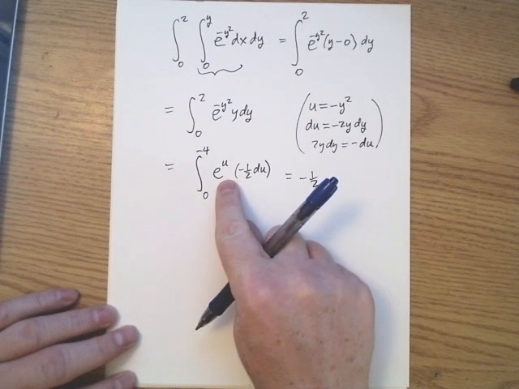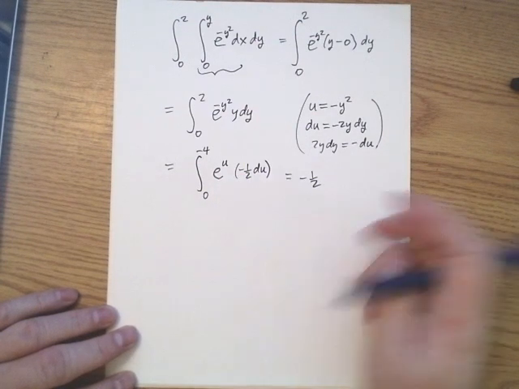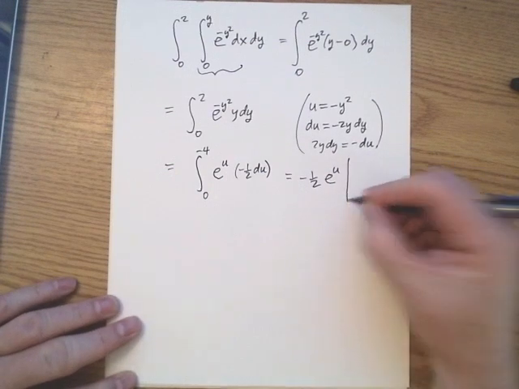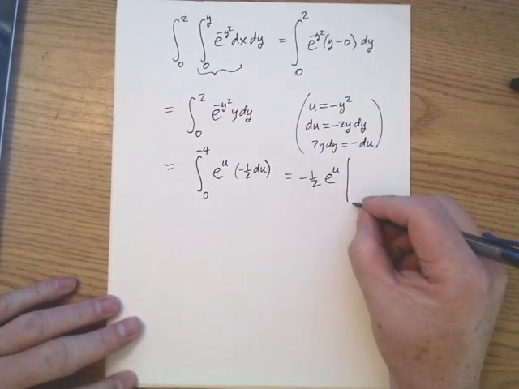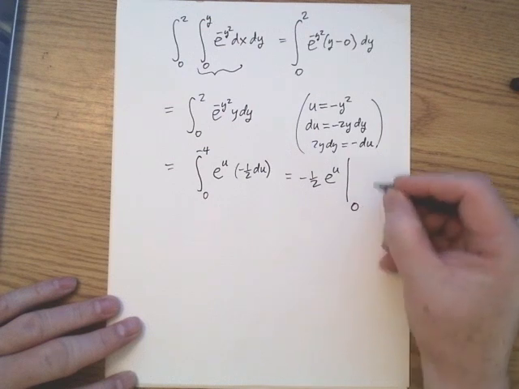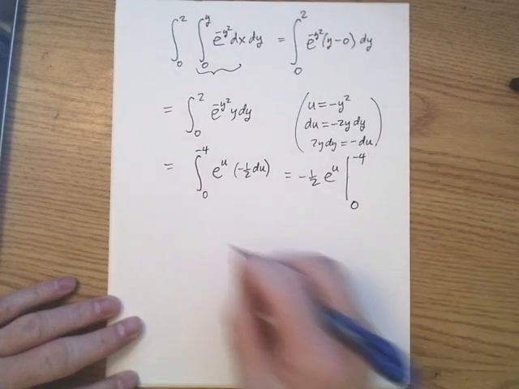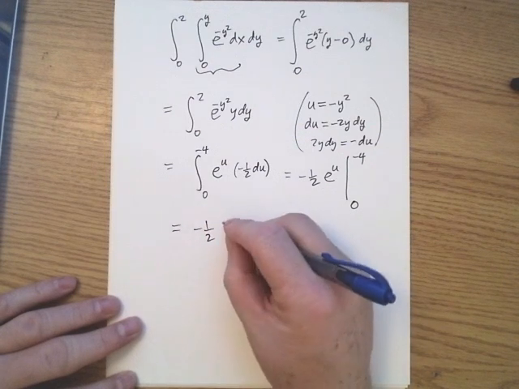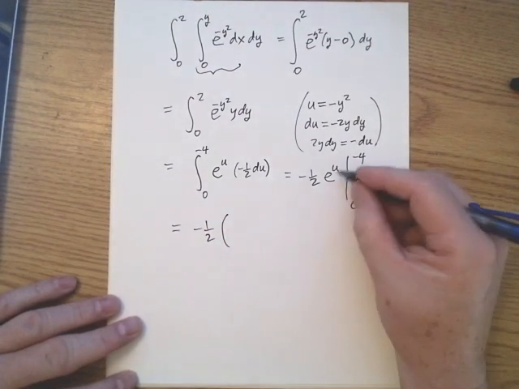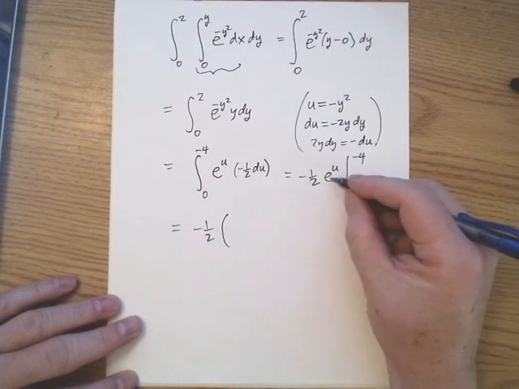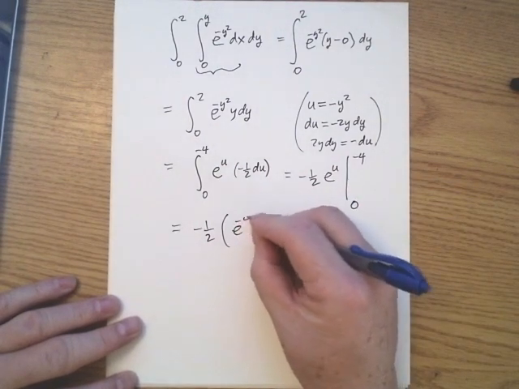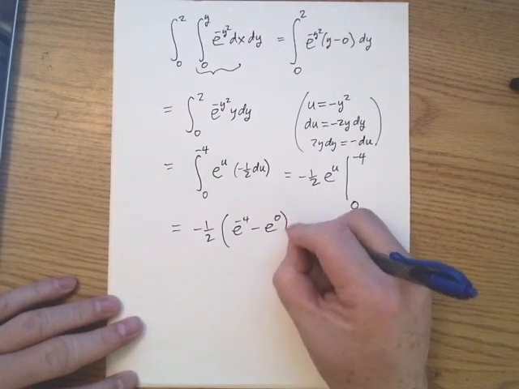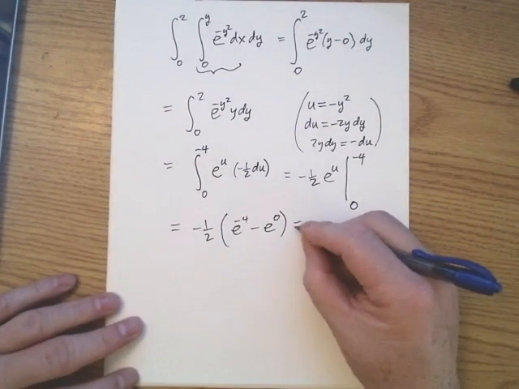Now wait a minute. Can you integrate in your head e to the u du? I hope you can. That's e to the u. Don't have to worry about adding a constant on the end of that. And we're going from what? 0 to negative 4. Let's stick that in there. Negative 1/2 is a common factor between the two terms, so I'll keep that on the outside. e to the minus 4 minus e to the 0. e to the 0 is 1.